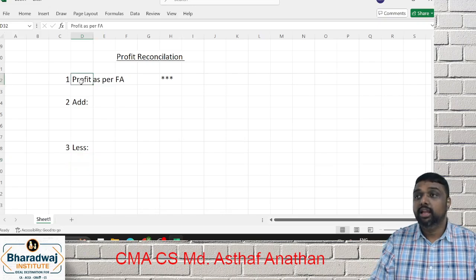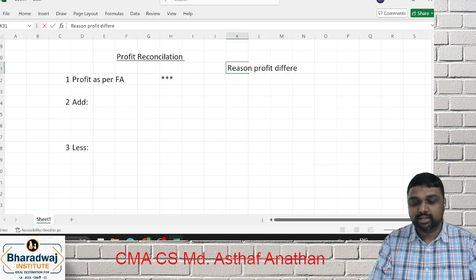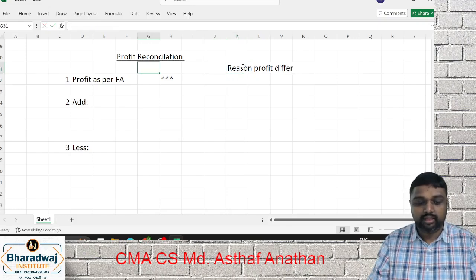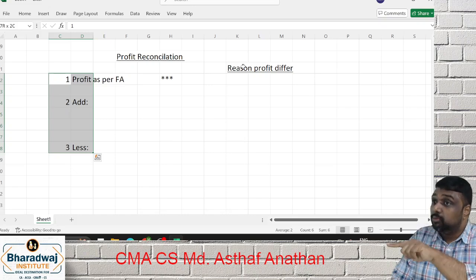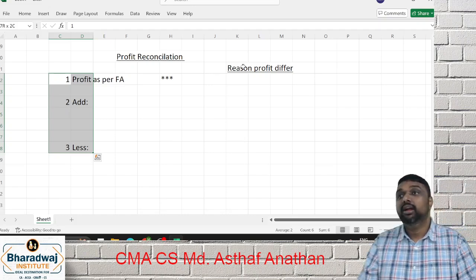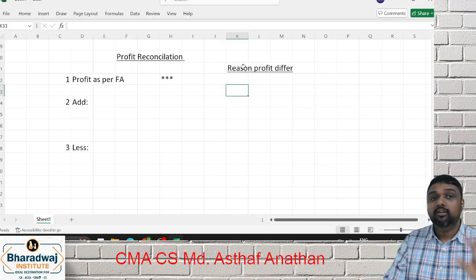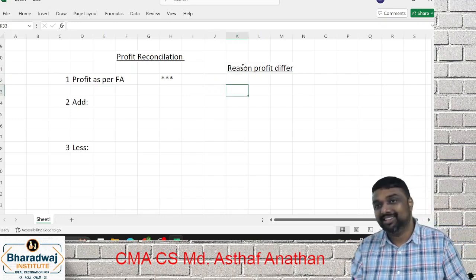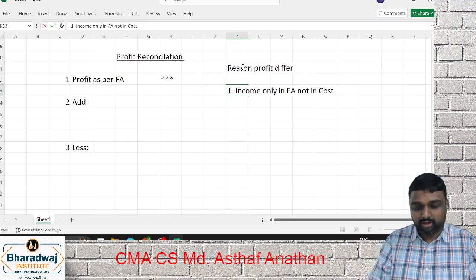In financial, we have to understand the reasons why profit differs. If you understand this, you can get this statement very easily. What was the reason financial profit and costing profit differ? The reason is a few main items. First one: income that is only in financial accounts, not in cost accounts.